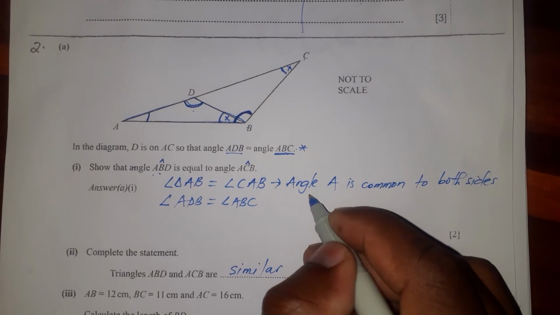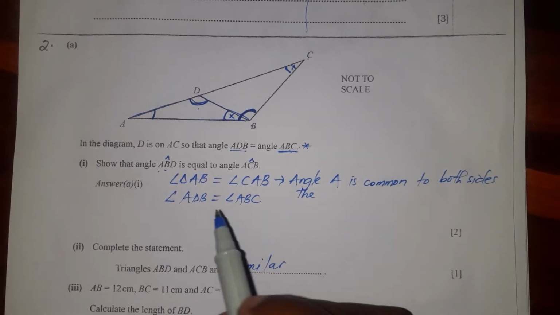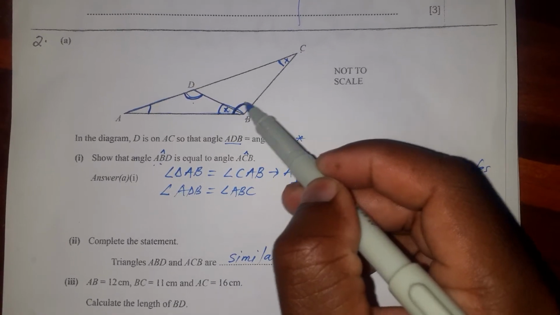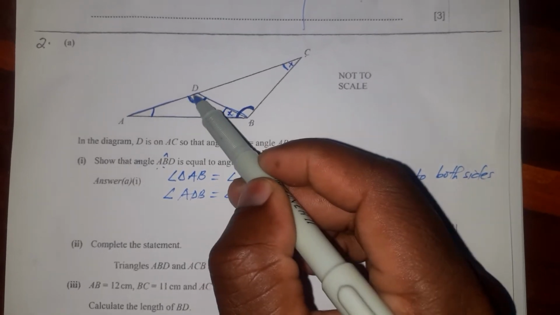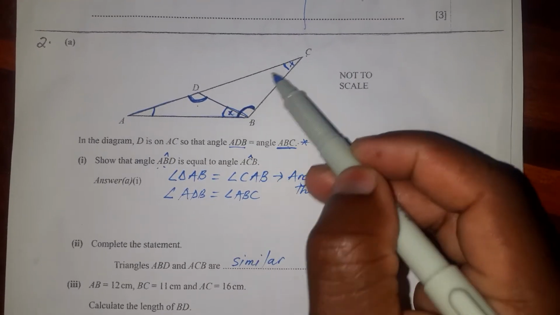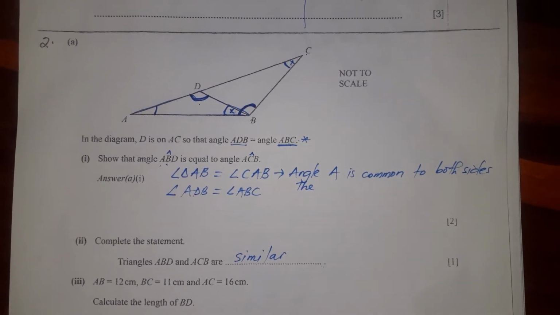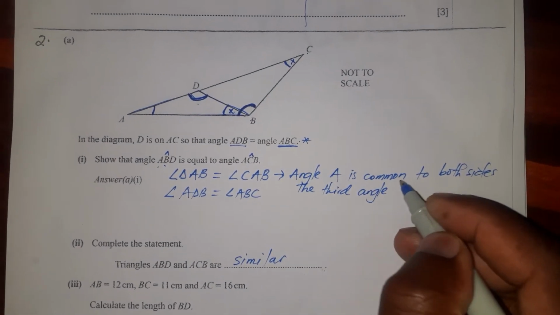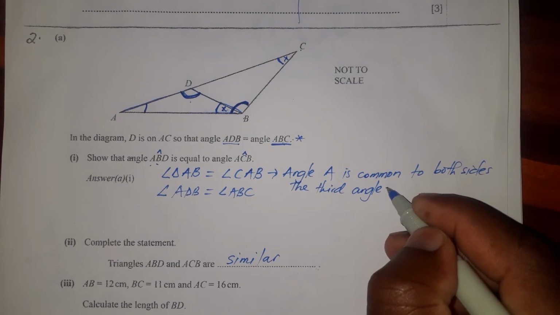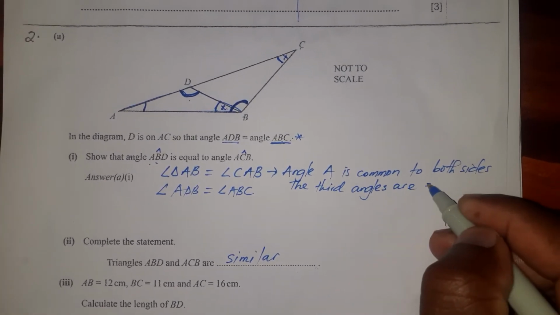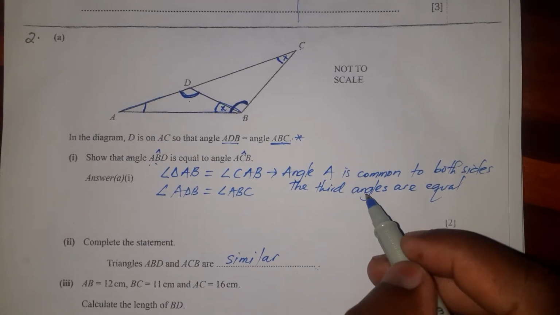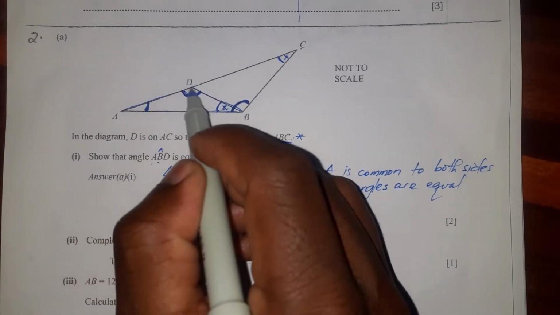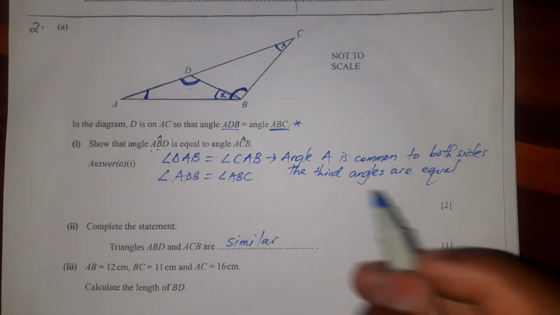Or you can say we are given two angles. These are the angles that we needed to show are equal, but we are also told that this is equal to that. What we can see is that we have two angles that we are already given and they are equal. Therefore, we can also say in words that the third angles are equal. These angles that are equal are actually the angle A, which is common to both the small triangle and the bigger triangle. That is how you show that.